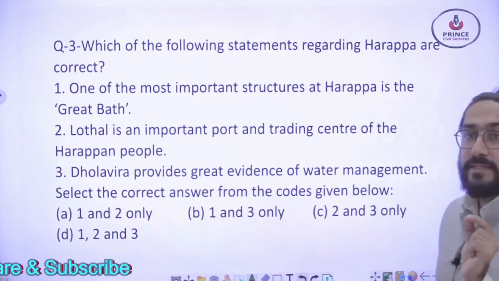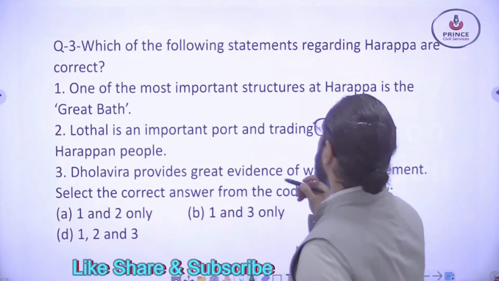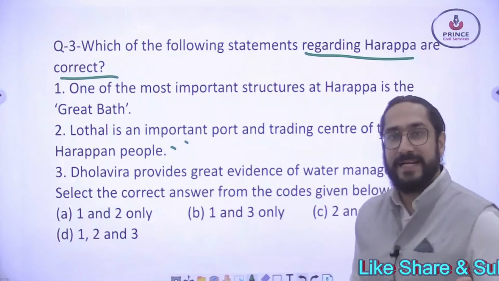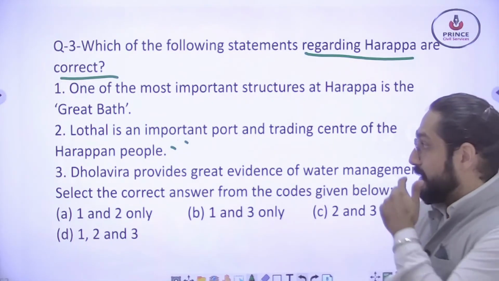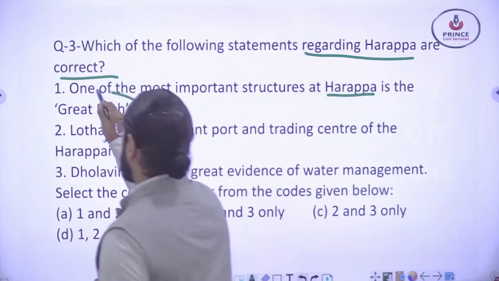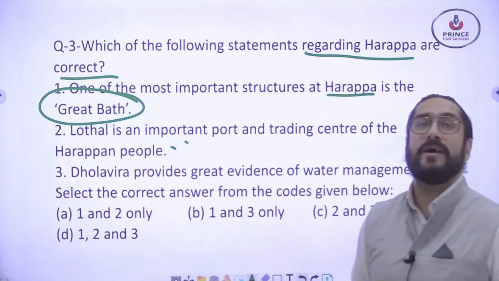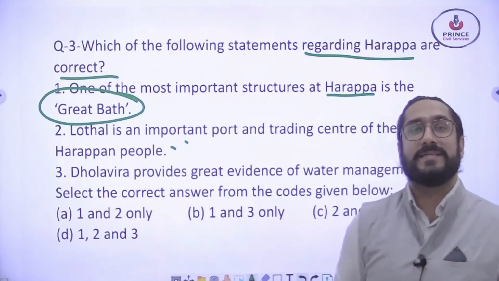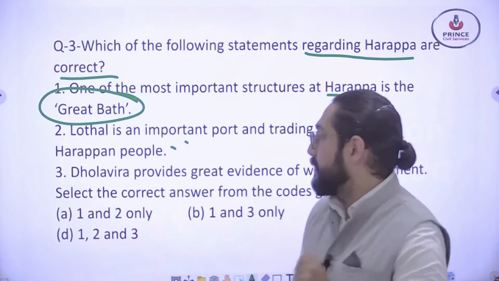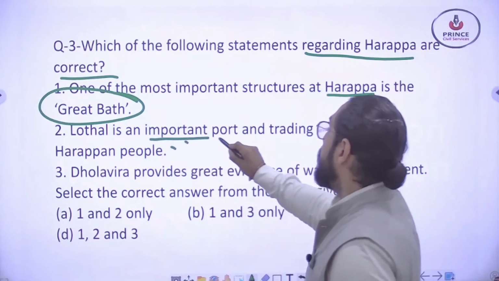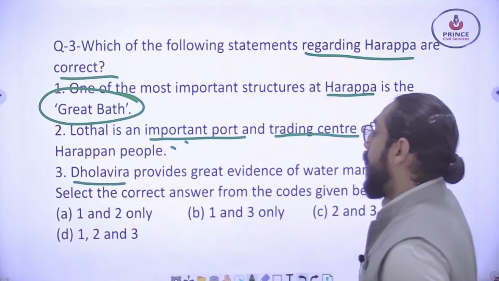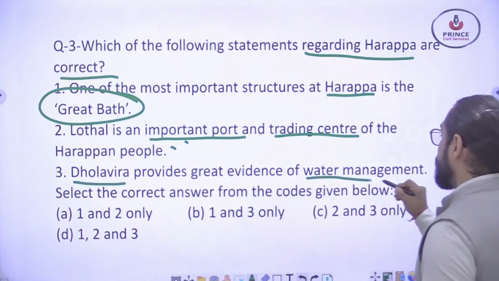Now question number 3. Which of the following statements regarding Harappa are correct? So simple statement. Which of the statements are correct? One, one of the most important structures at Harappa is the Great Bath. You must have heard about the Great Bath. Two, Lothal is an important port and trading center of the Harappan people. Three, Dholavira provides great evidence of water management.